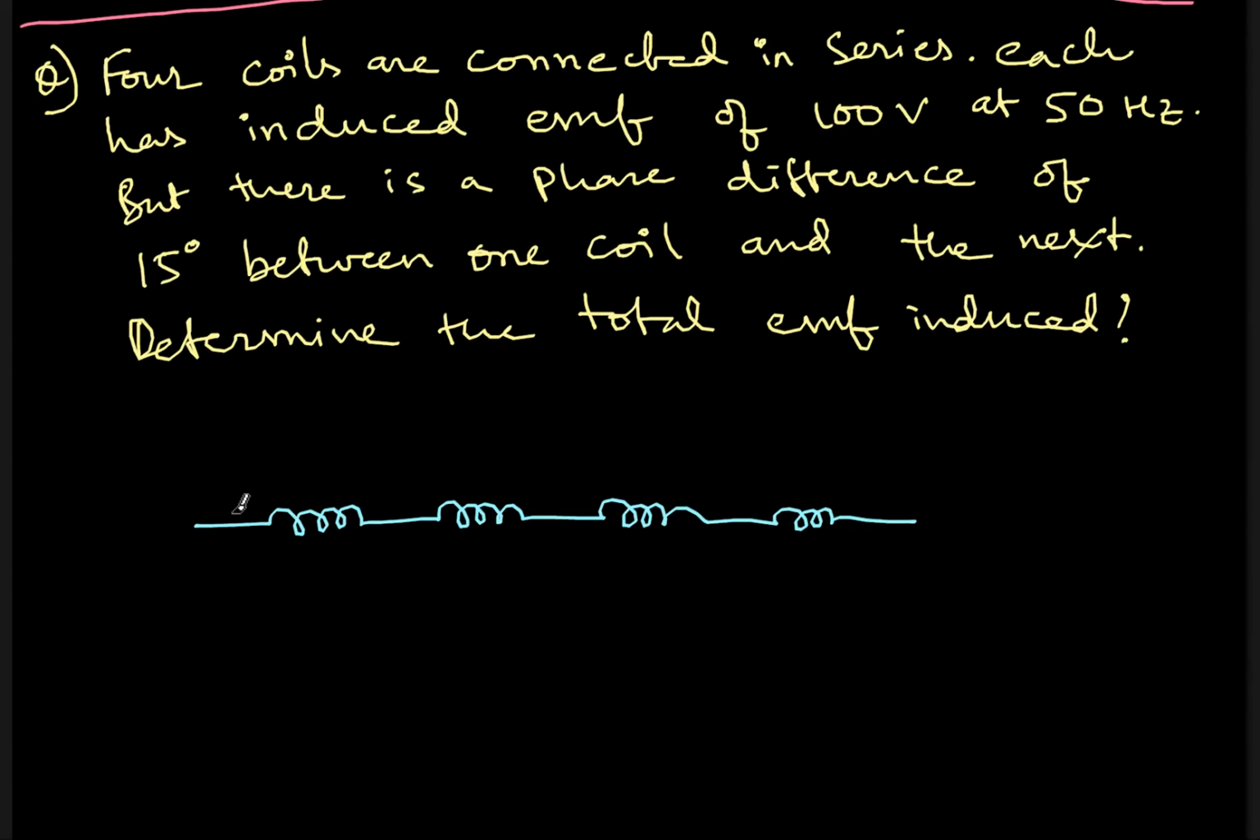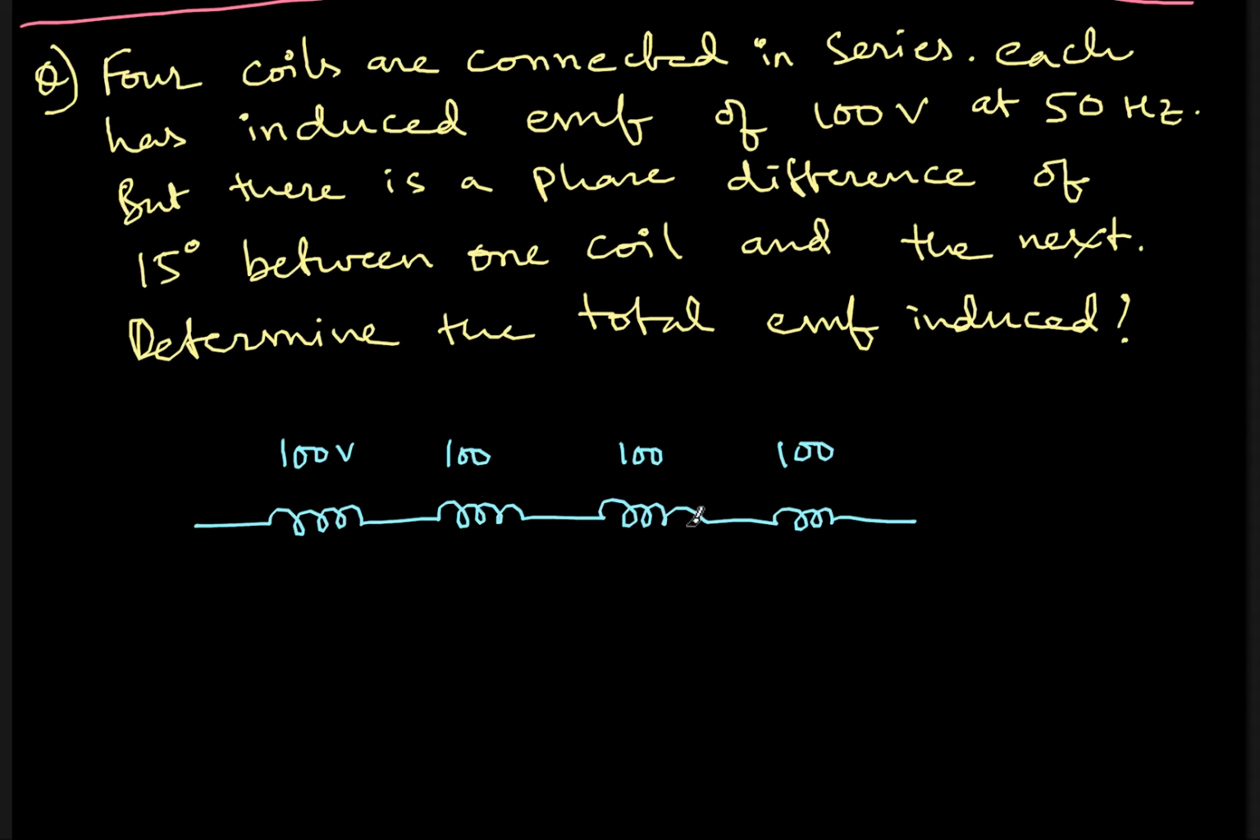so four coils are connected in series, and due to some moving magnets or some kind of a machine setup, EMF is induced in this. So how much EMF is induced in the first coil? 100 volts of EMF is induced. How much EMF induced in the second coil? Again 100 volts. Again third coil also 100 volts. Fourth coil also 100 volts. So the total EMF induced should be 400 volts.